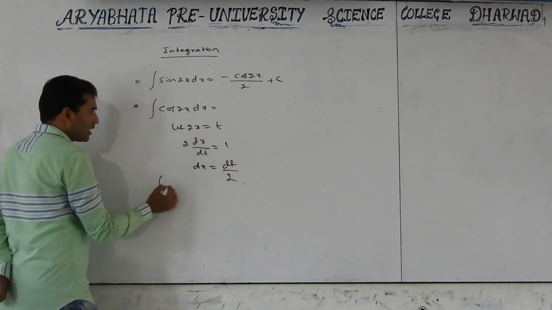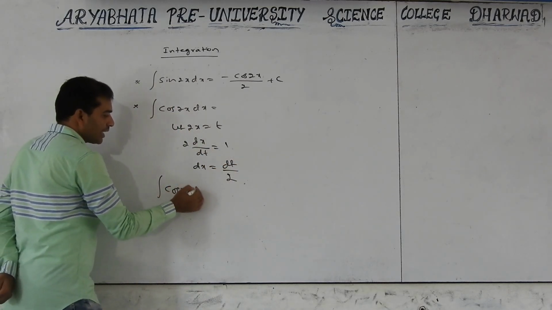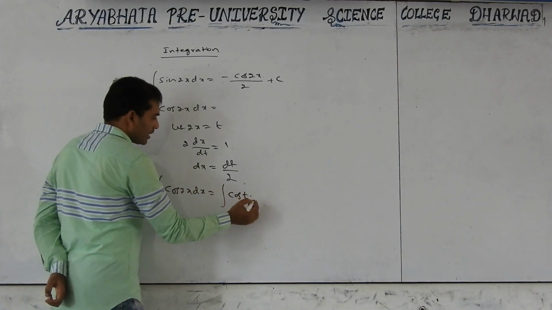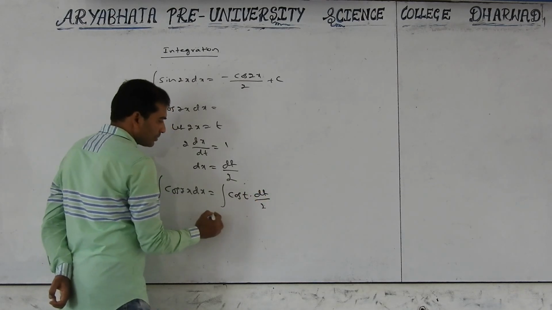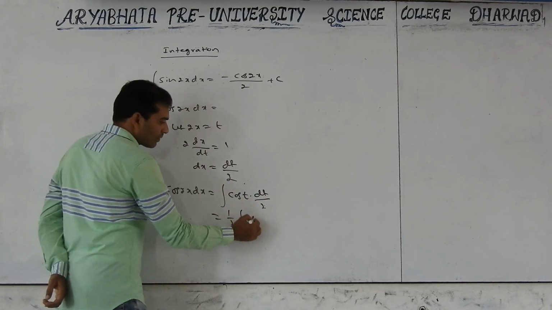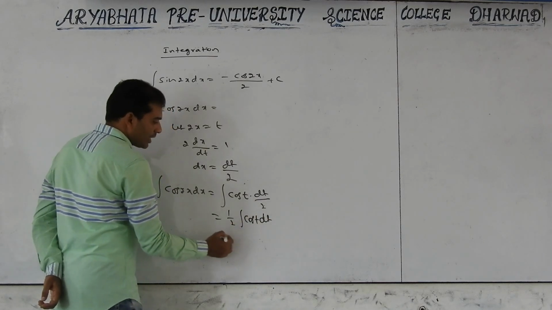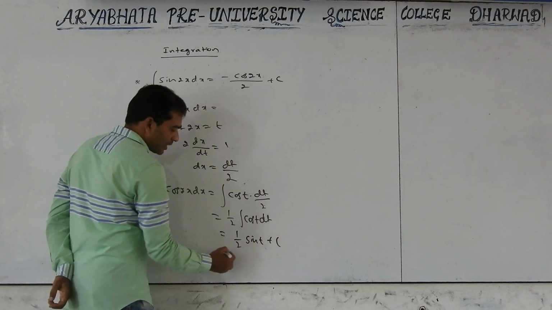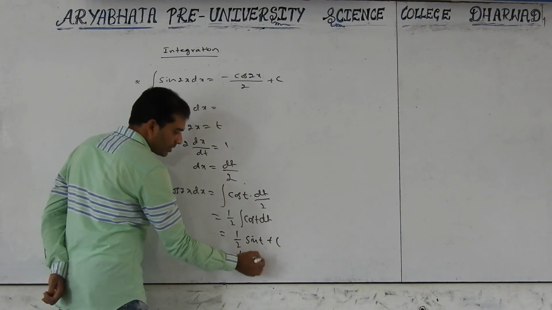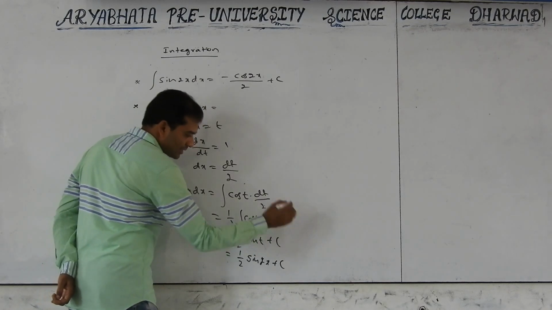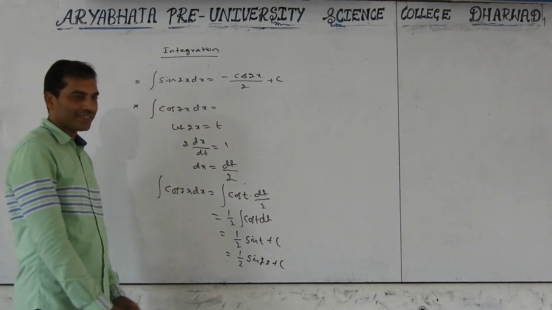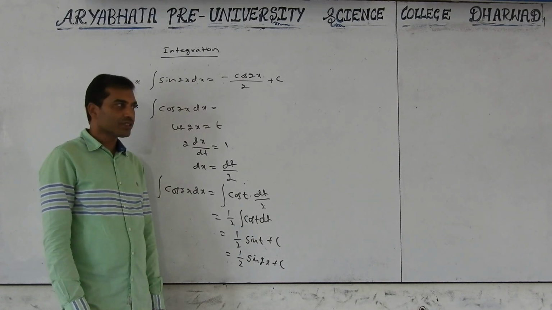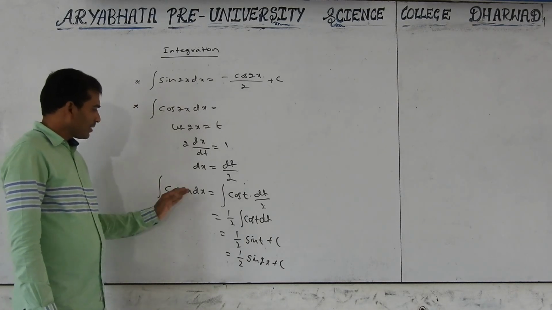Substitute here: integration of cos 2x dx equals cos 2x is cos t, dx equal to dt by 2. So 1 by 2 integration of cos t dt. Cos t integration is sin t. So 1 by 2 sin t plus c, that is 1 by 2 sin 2x plus c. This is done by the substitution method. Now the shortcut is simple.